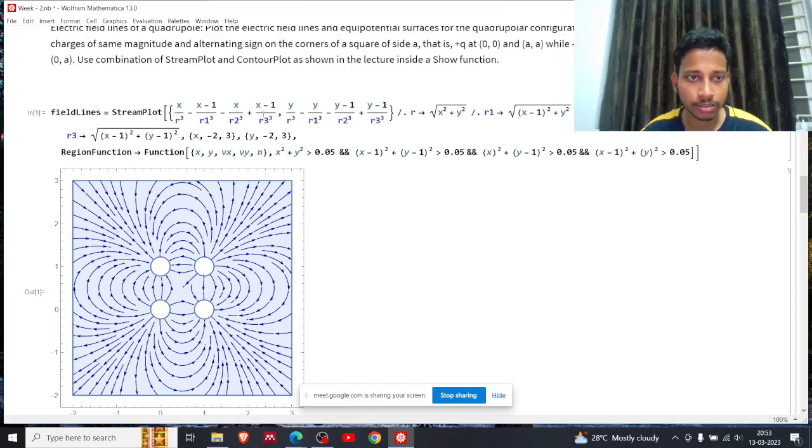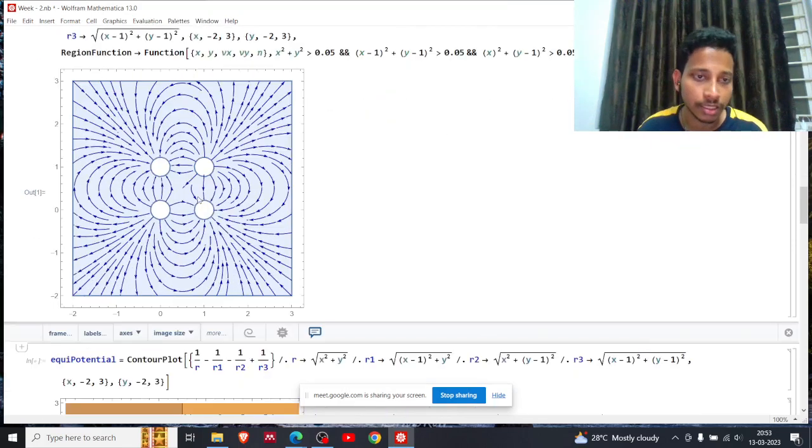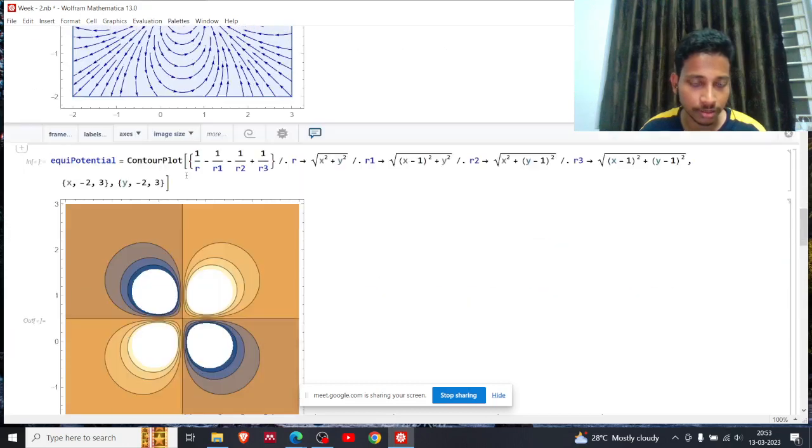So when I run this for the quadrupole, I get the field lines like this, where these four circles denote the positions of the charges, and then this is the plot for the field lines. Then there is the equipotential that is denoted by this one, 1 by r minus 1 by r1 minus 1 by r2 plus 1 by r3, where the positions are defined as root over x square plus y square, x minus 1 whole square plus y square, x square plus y minus 1 whole square, and x minus 1 whole square plus y minus 1 whole square.